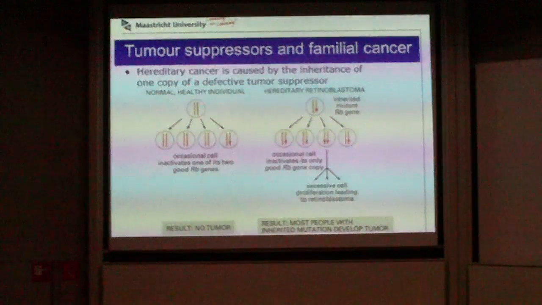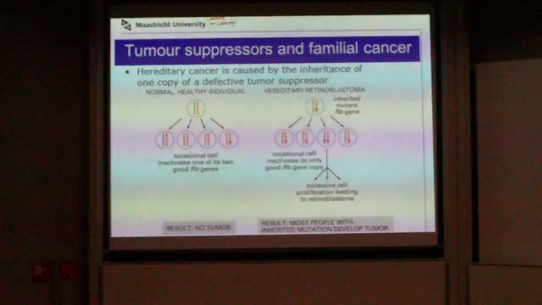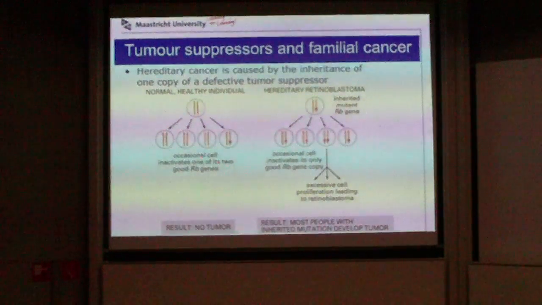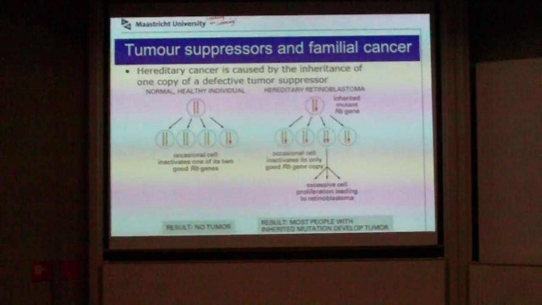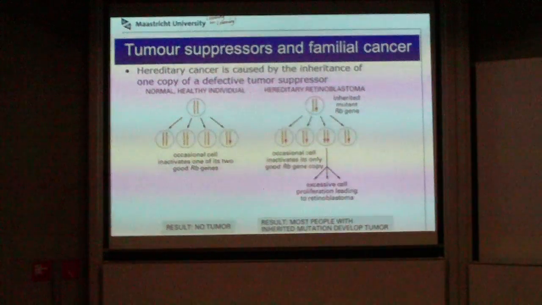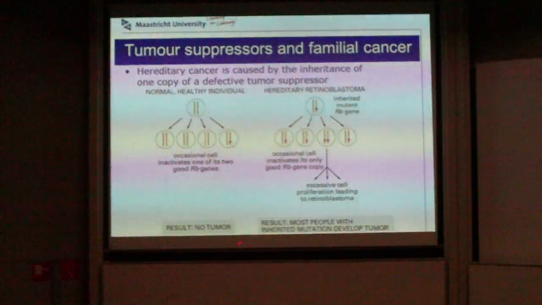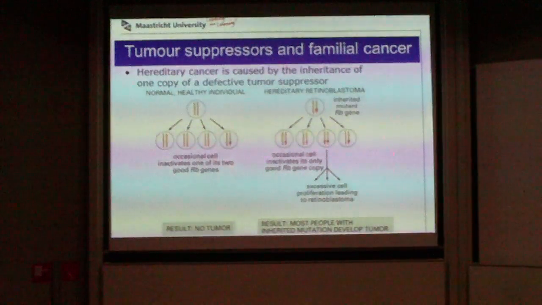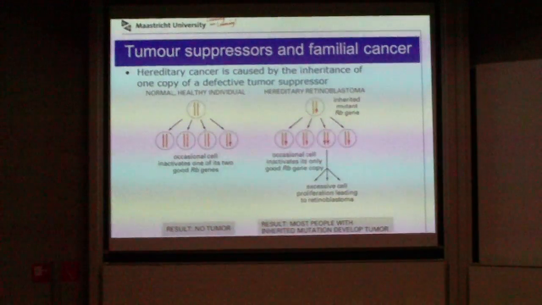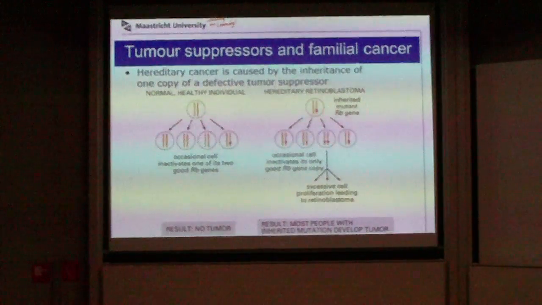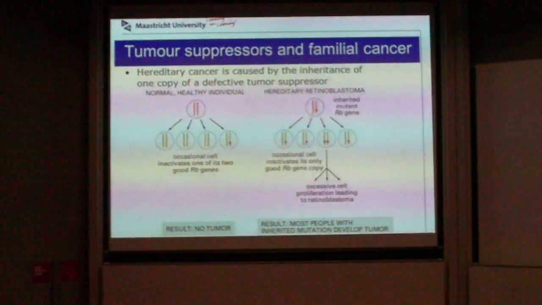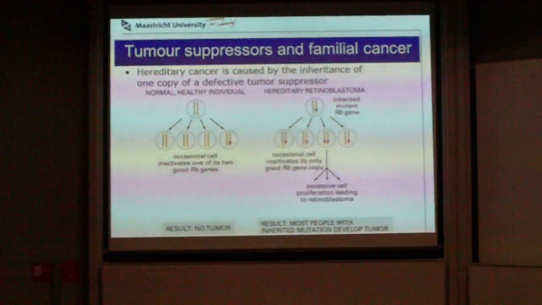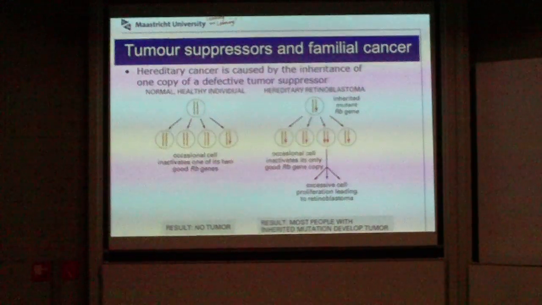one copy of a defective tumor suppressor gene, which is indicated in this one, and so for instance for retinoblastoma, if you inherit such a genetic trait, there is no increased tumor risk. But of course the chance that you get one specific hit in the other copy of the gene in one of these trillions of cells, then the likelihood that that occurs is much higher.